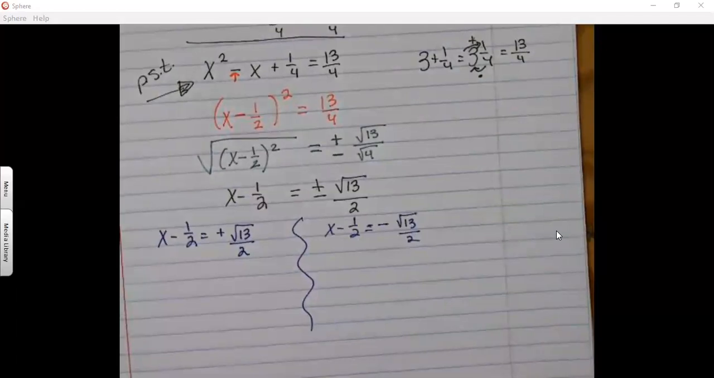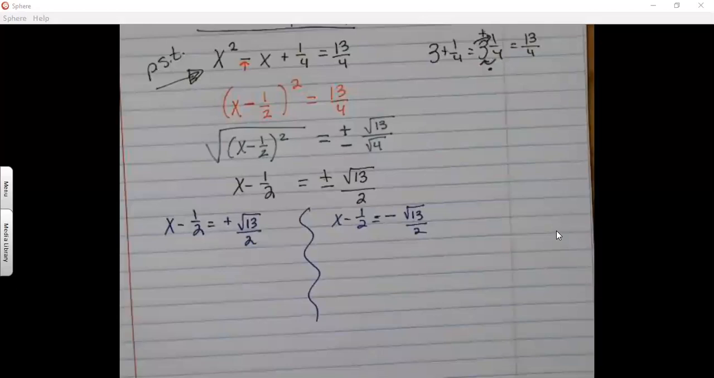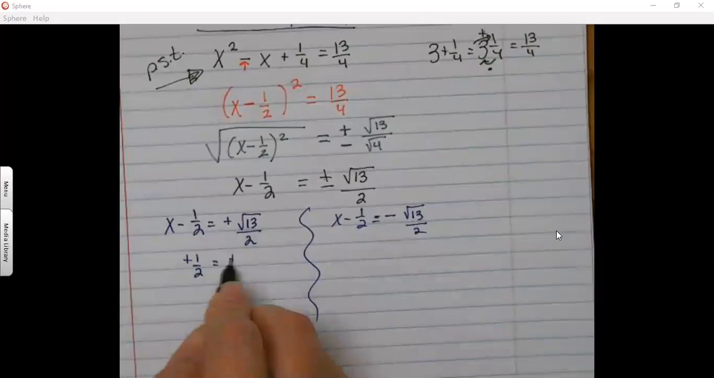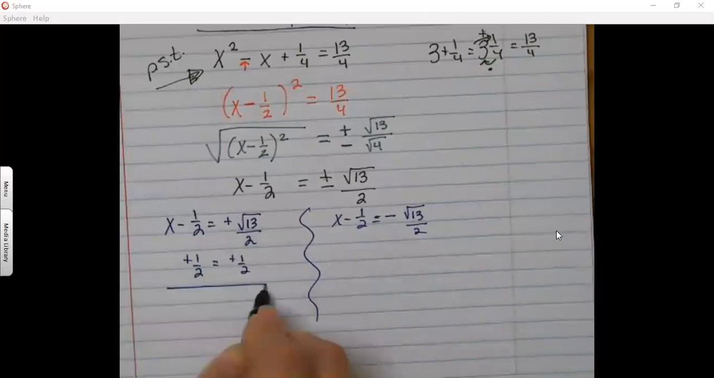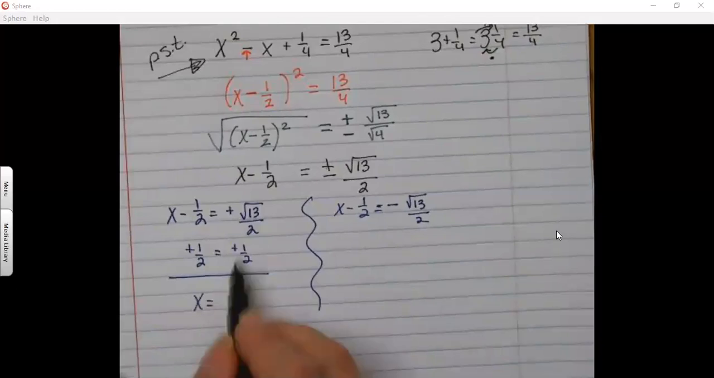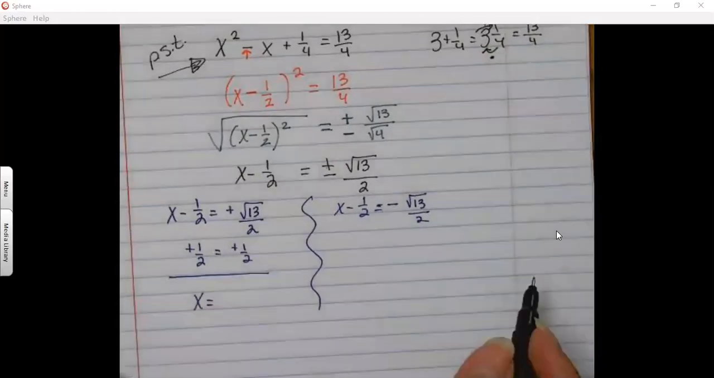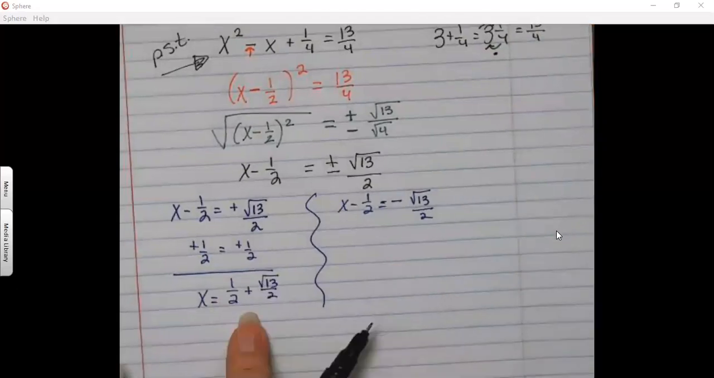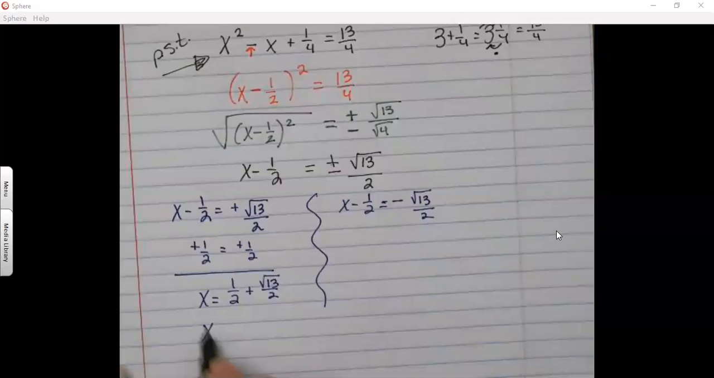Then I will solve them both separately. So on the left side, I'm going to add 1/2 to both sides. So x equals, these are not like terms. I cannot combine them. I just write them separately. 1/2 plus the square root of 13 divided by 2. You're probably not going to see an answer on multiple choice that looks like that. They both have the same denominators. So you would probably see that as one fraction.